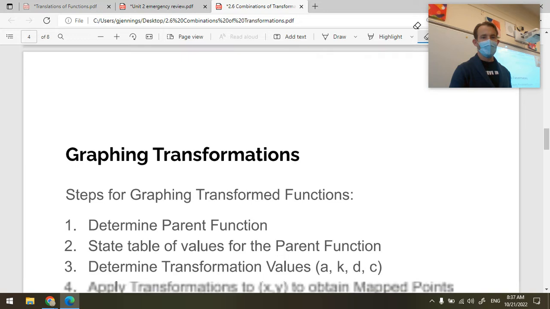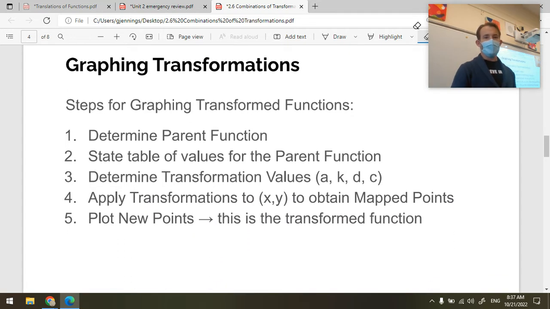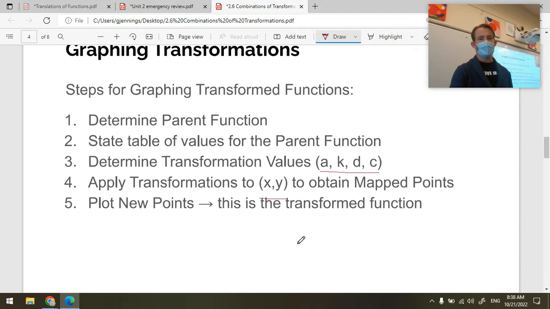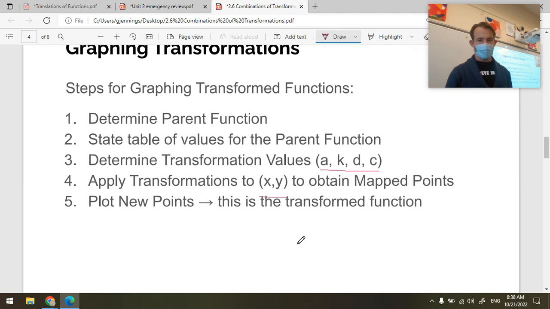So when you're graphing these transformations, you're going to want to be able to identify the parent function and then build it. You can build a table of values for the parent function as well and figure out what the different a, k, c, and d transformations you are doing, and then apply the transformations to x, y to obtain the mapped points. This is one way you can do your flowchart. You can do your flowchart many different ways. If you like following a recipe, this is a good recipe.